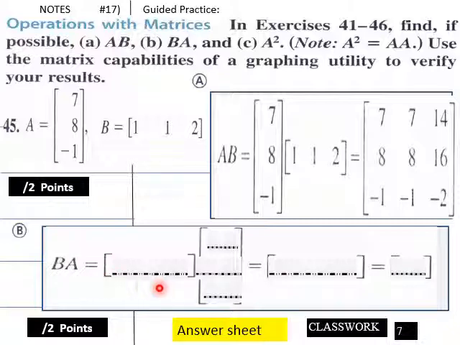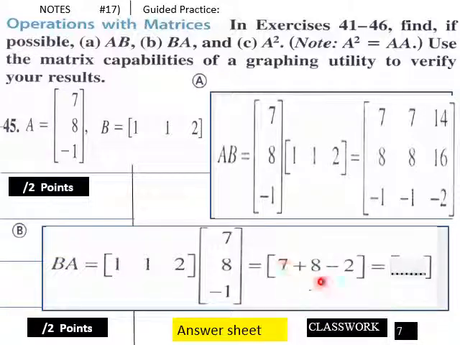So B times A, we'd have a 1 by 3 times a 3 by 1. So when we do that, here is our B here, and then here is our A. So 1 times 7 would be 7, 1 times 8 would be 8, and then 2 times -1 would be -2. So we have a sum here. When we add that up, we get a 13 here for our B times A.